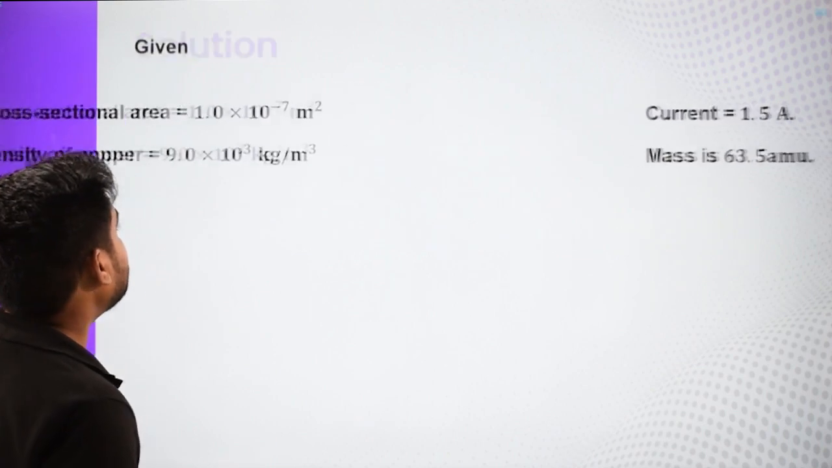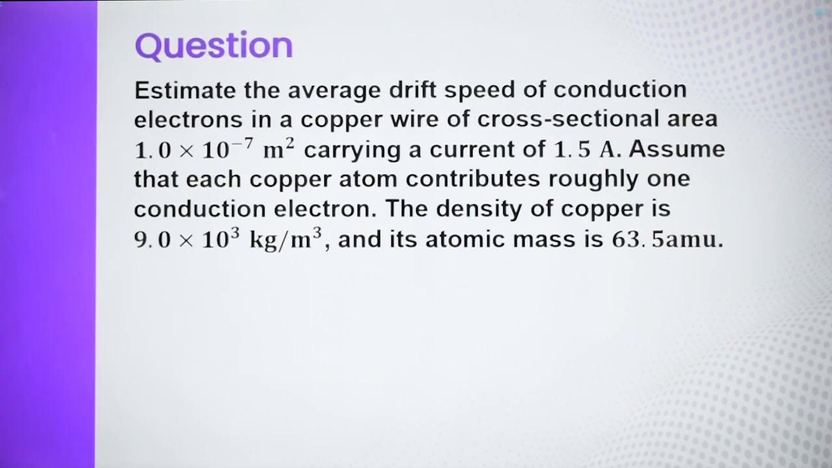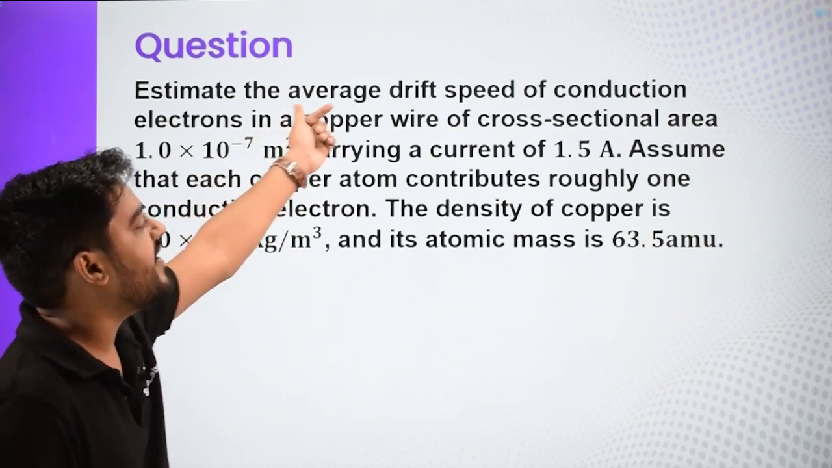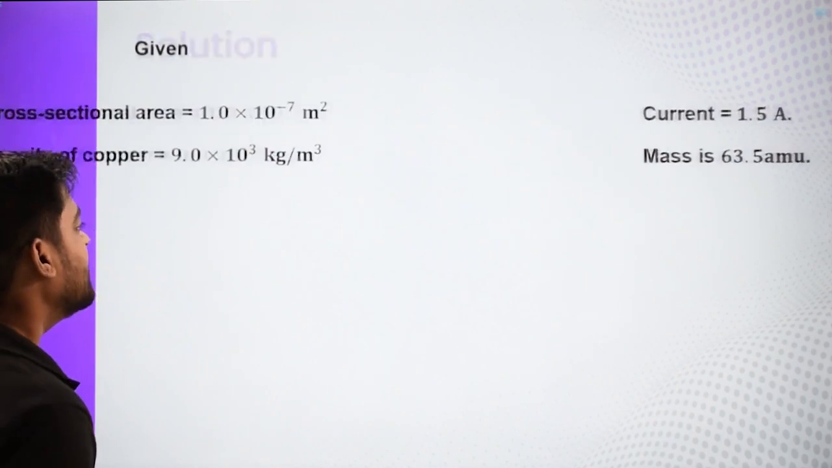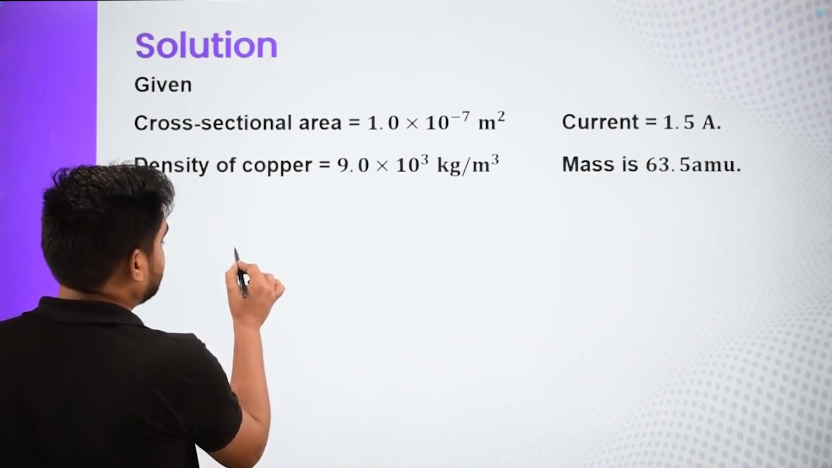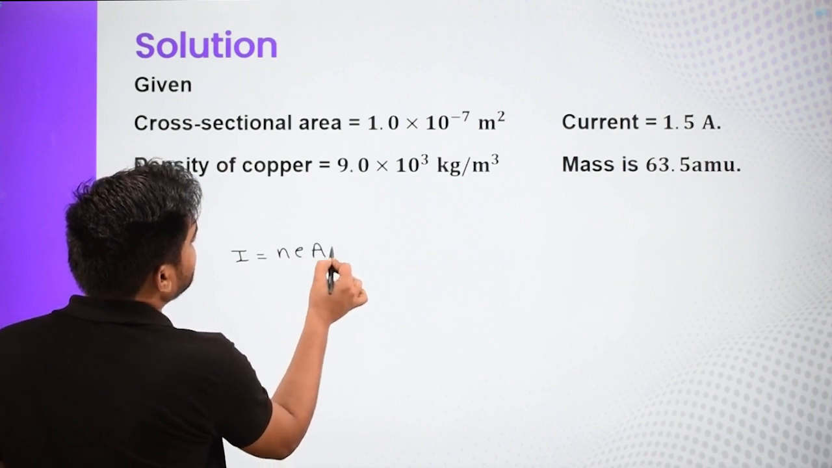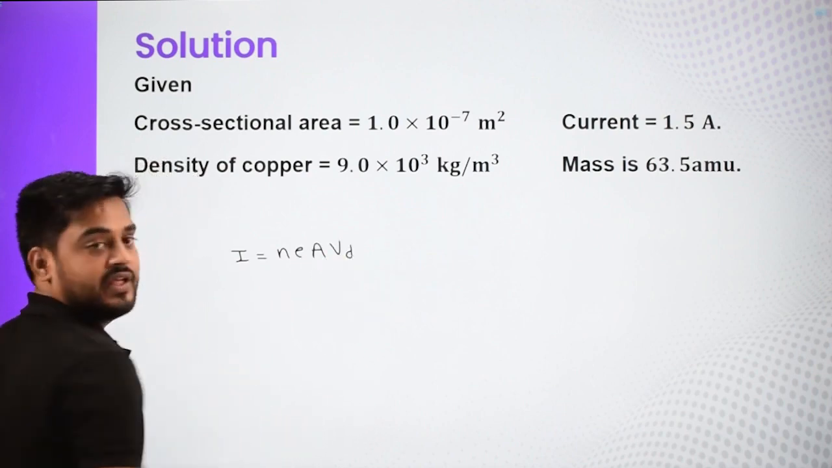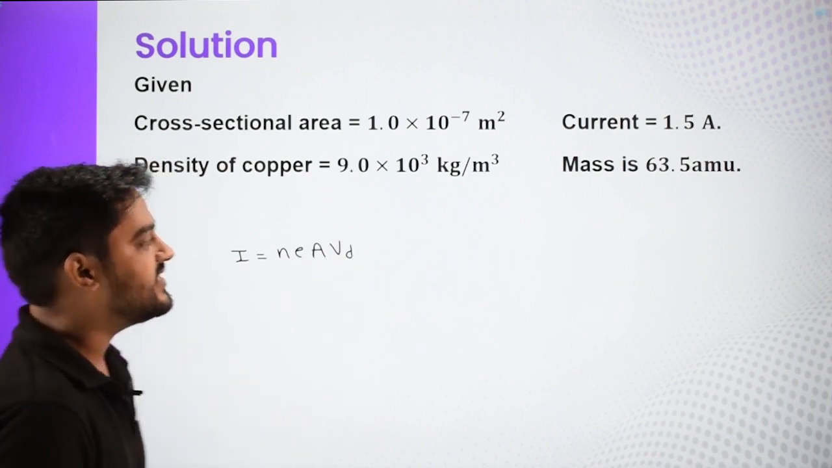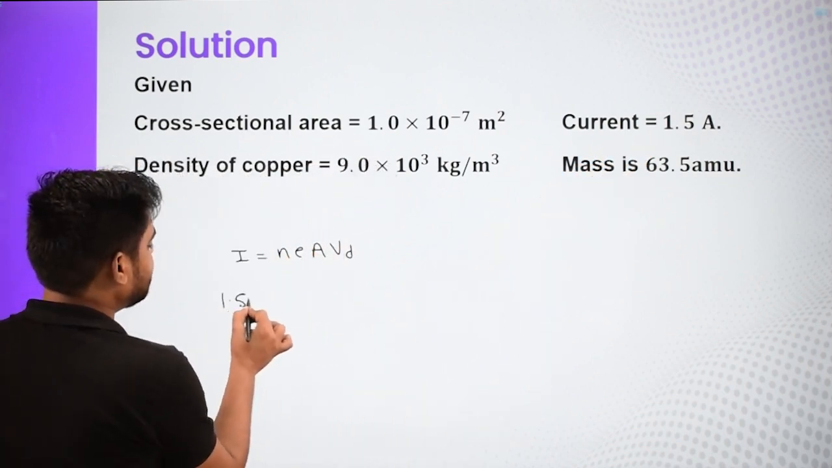The density of copper is given over here and its atomic mass is 63.5 AMU. So they are expecting that we need to get the average drift speed. These are all already given, and drift velocity is what? I is NEAVd. Now I is the current, given over here as 1.5 ampere. So this value is 1.5, it is SI only.